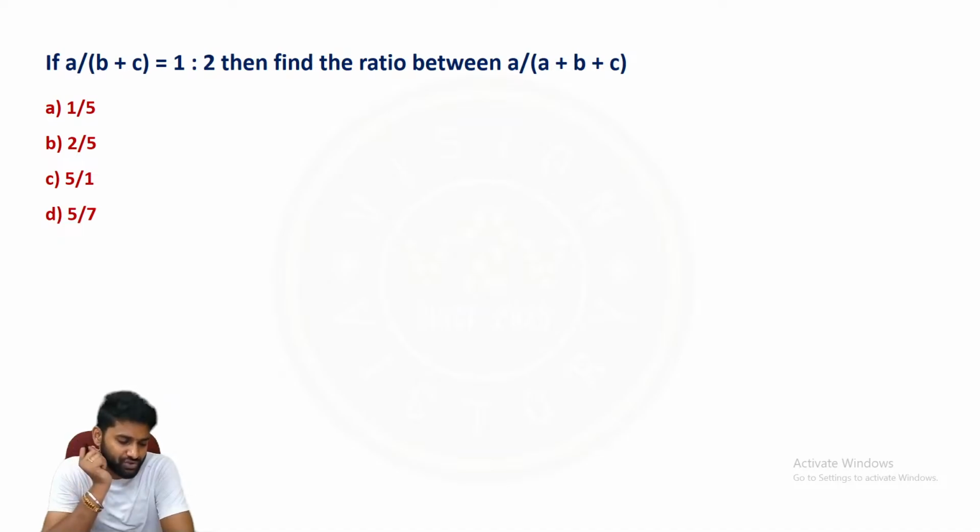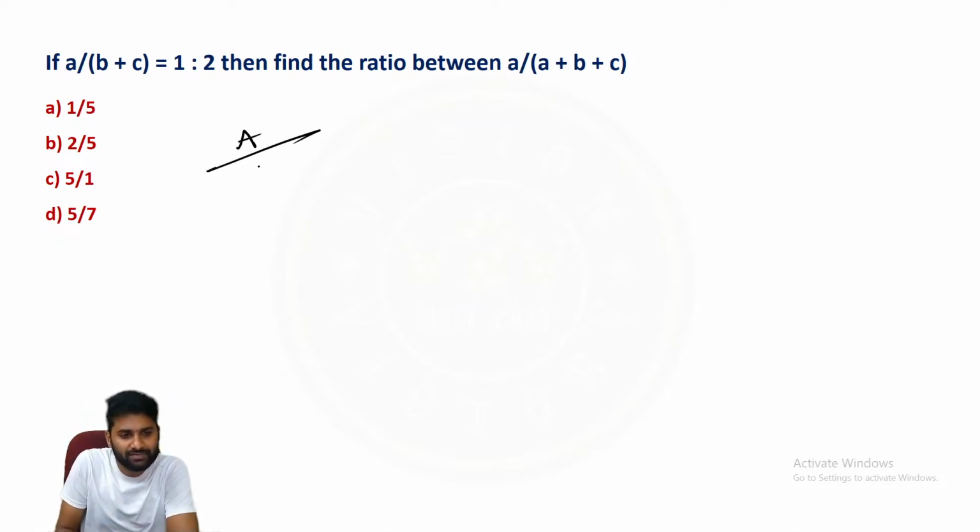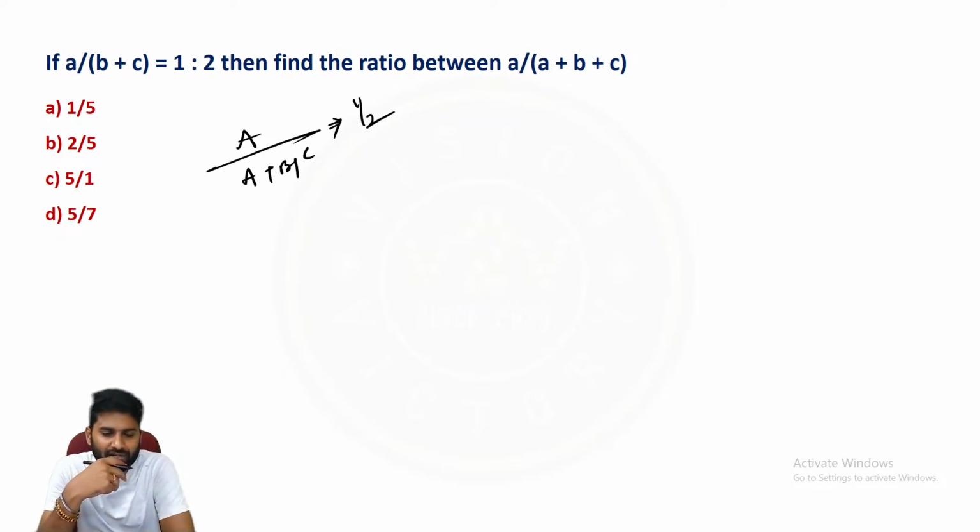Let's try to solve this question and post your answers in the comment section. Here A divided by B plus C is 1 by 2. Now the question: what is the ratio of A divided by A plus B plus C?